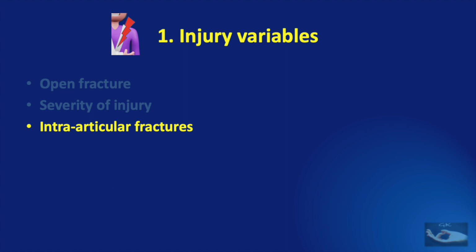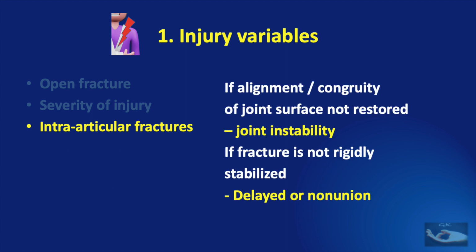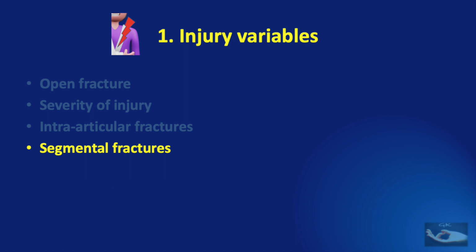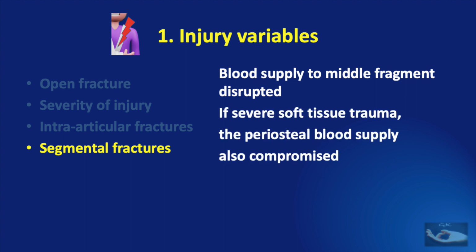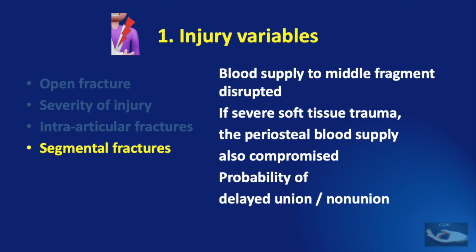If the fracture is intra-articular and alignment and congruity of the joint surface is not restored, it may lead to joint instability. If the fracture is not rigidly stabilized, it may lead to delayed union or non-union. In case of segmental fractures, the blood supply to the middle fragment, especially the medullary blood supply, will be disrupted. If there is also associated severe soft tissue trauma, the periosteal blood supply may also be compromised. Hence, there is a probability of delayed union or non-union.